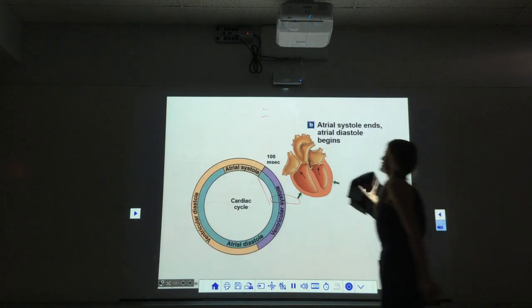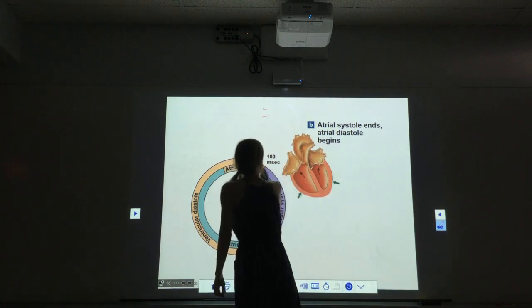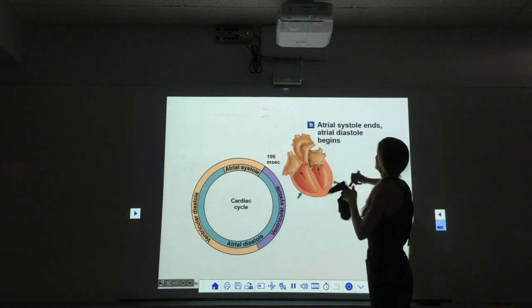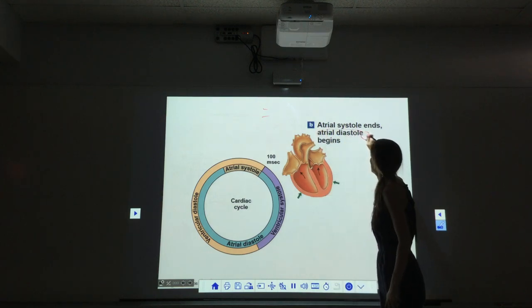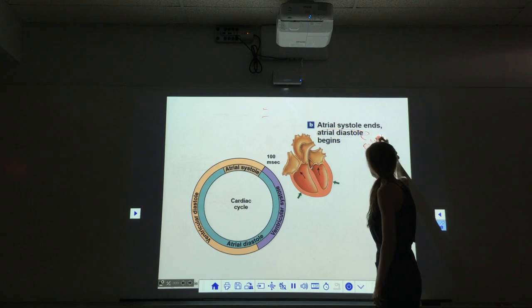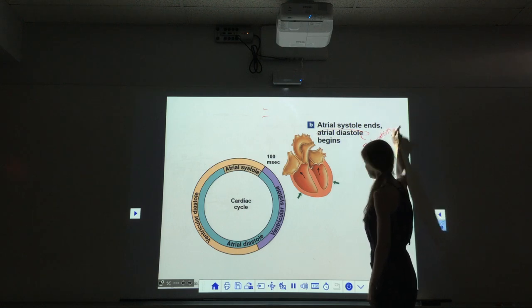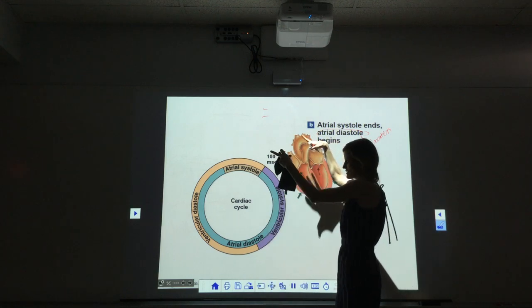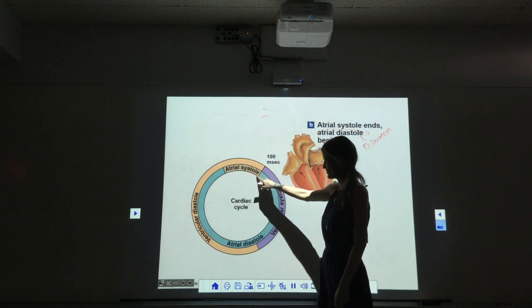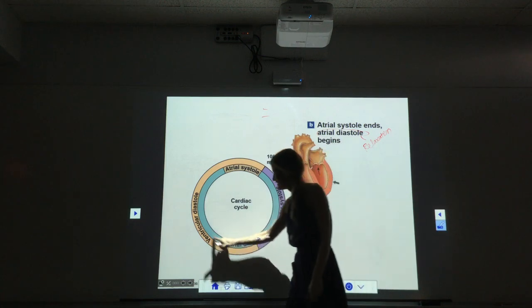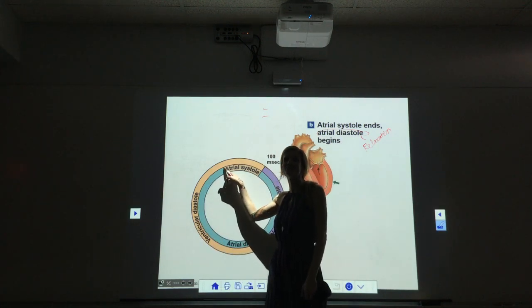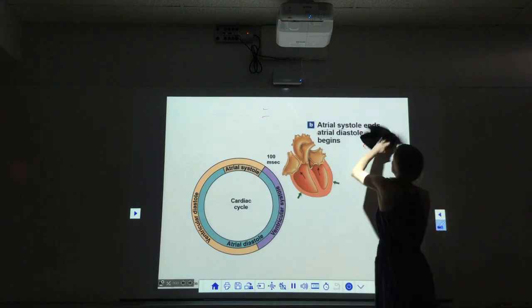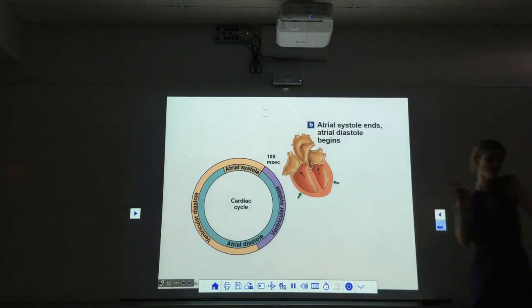Next, atrial systole ends and atrial diastole begins. What's atrial diastole? Relaxation. The atria have squeezed the last bit of blood down to the ventricles, and then they relax. If you look over here, look at atrial systole, and then look at their diastole. They spend a lot of time relaxed. After they contract, the rest of the time they're just sitting relaxed, passively filling up with blood.